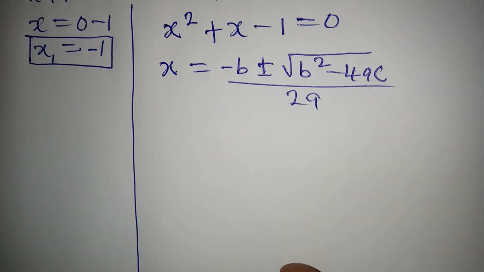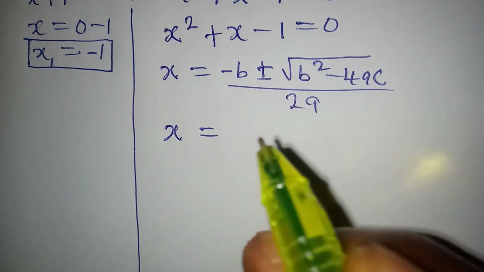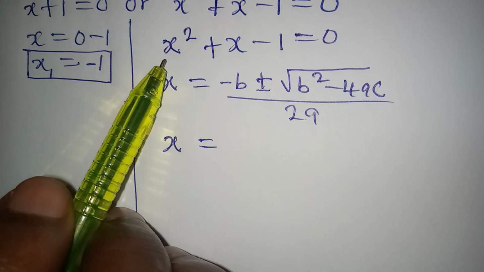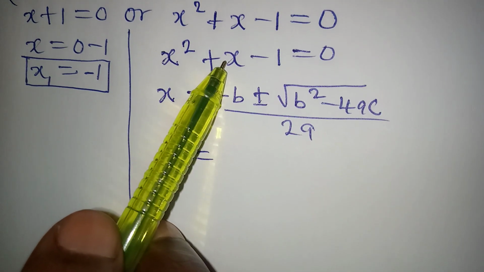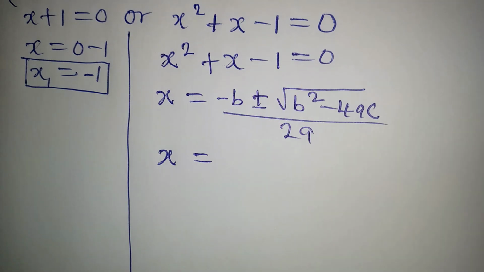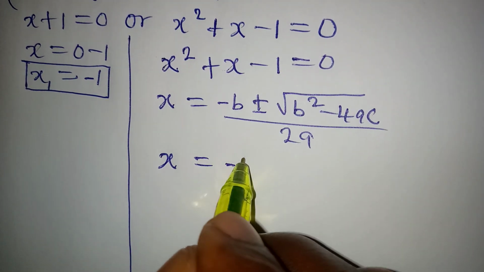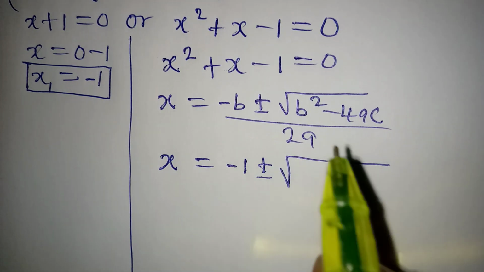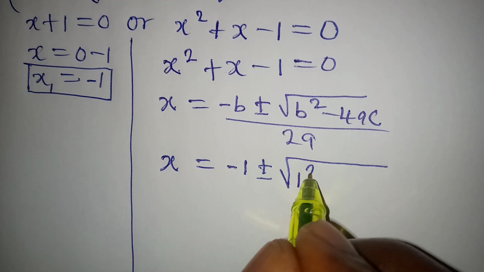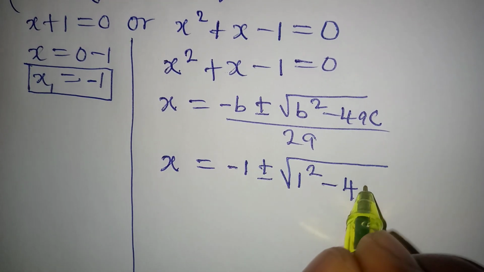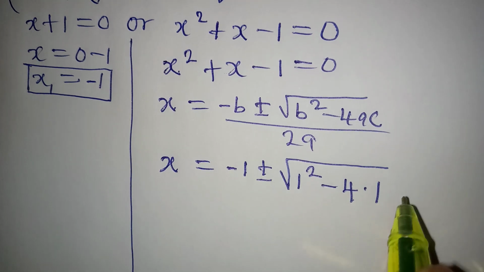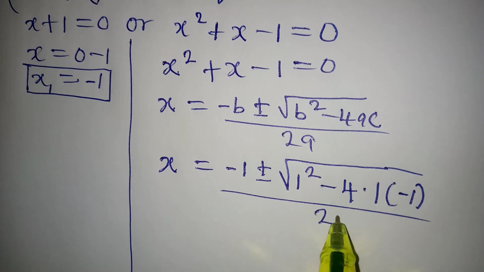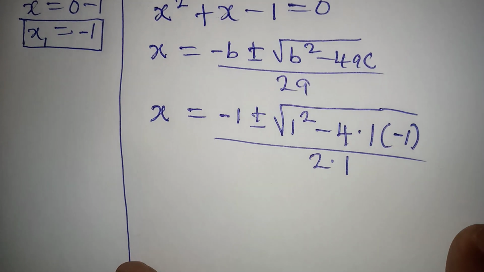Now we continue. Our x is equal to, our a is the coefficient of x squared, b is the coefficient of x, and c is a constant, minus 1. So in place of b, I'm going to write minus 1 plus or minus, then square root of b squared. Our b is still 1, so I write 1 squared minus 4 times a is 1 and c is minus 1. So this is over 2 times 1 because a is still 1.